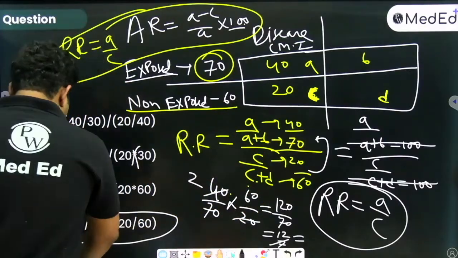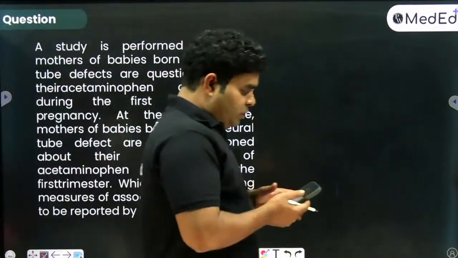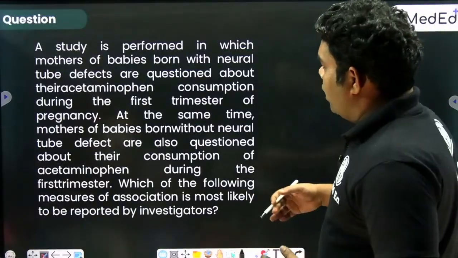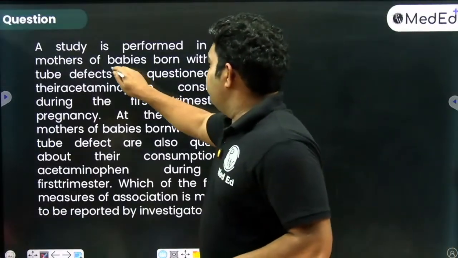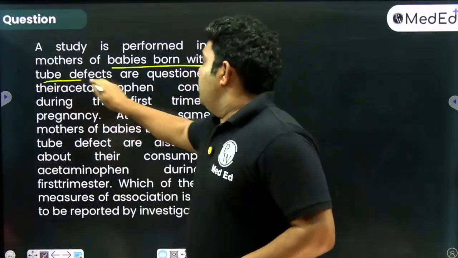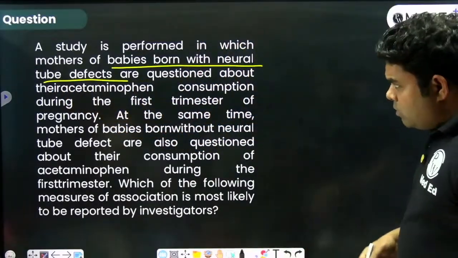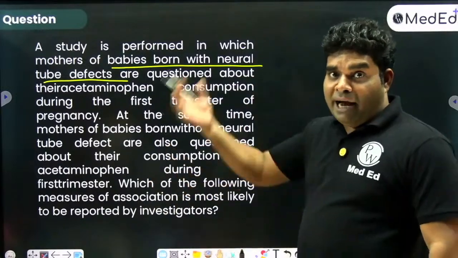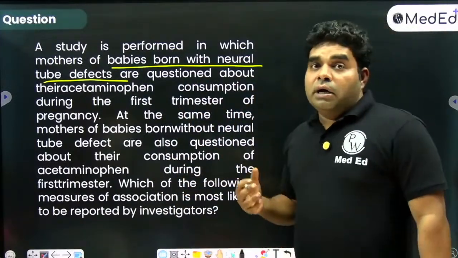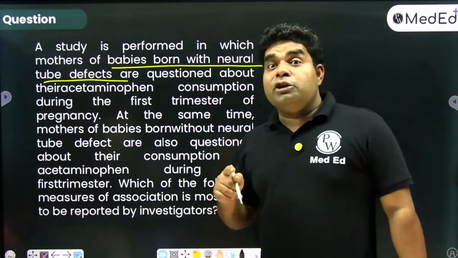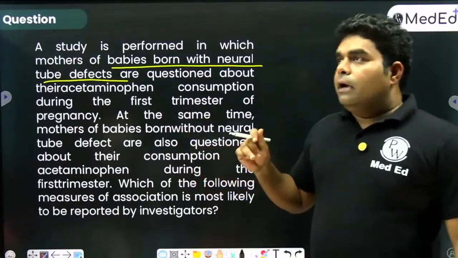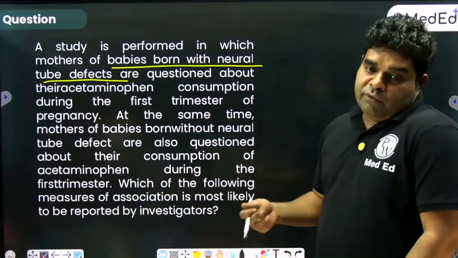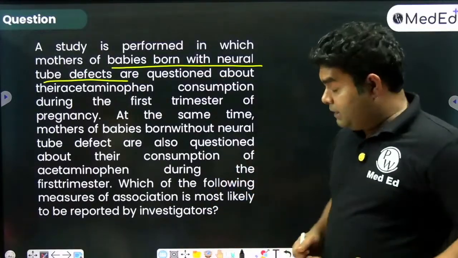Okay, chalo. Next question is that in a study, we are talking about babies born with neural tube defect. So why does neural tube defect occur? Because of the thalidomide drug exposure in the past? During pregnancy, if you took thalidomide drug, that will lead to phocomelia, not neural tube defect. Neural tube defect can occur due to any drug which affects organogenesis during pregnancy.